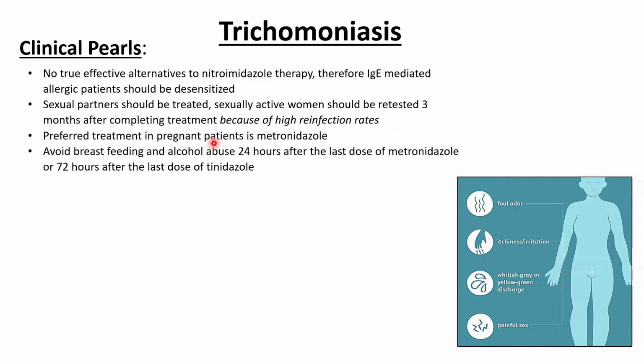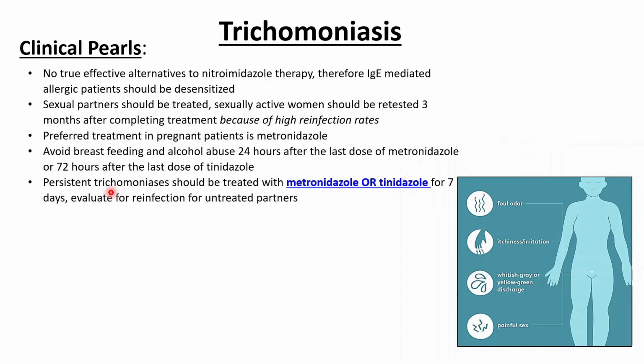Preferred treatment in pregnant patients is metronidazole. Mothers should avoid breastfeeding and alcohol 24 hours after the last dose of metronidazole or 72 hours after the last dose of tinidazole. Persistent trichomoniasis should be treated with metronidazole or tinidazole for 7 days. Evaluate for reinfection from untreated partners. The preferred regimen in children is metronidazole, and then evaluate for sexual abuse.